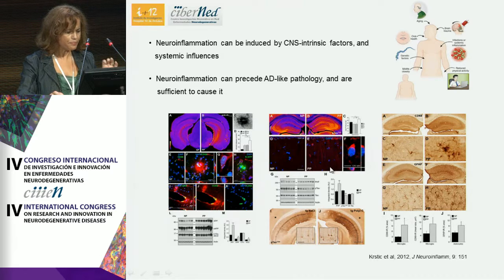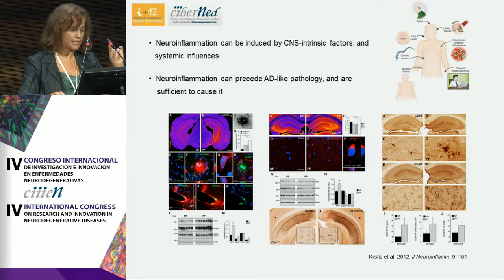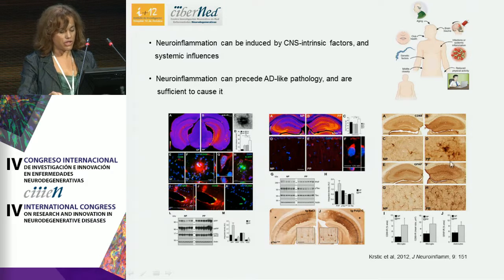In this study, the authors activated the immune system at a very early stage, in maternal and postnatal stage, in wild-type mice, and activation of the immune system produced alteration in the APP processing, in the tau aggregation, and inflammation, activation of microglial cells.